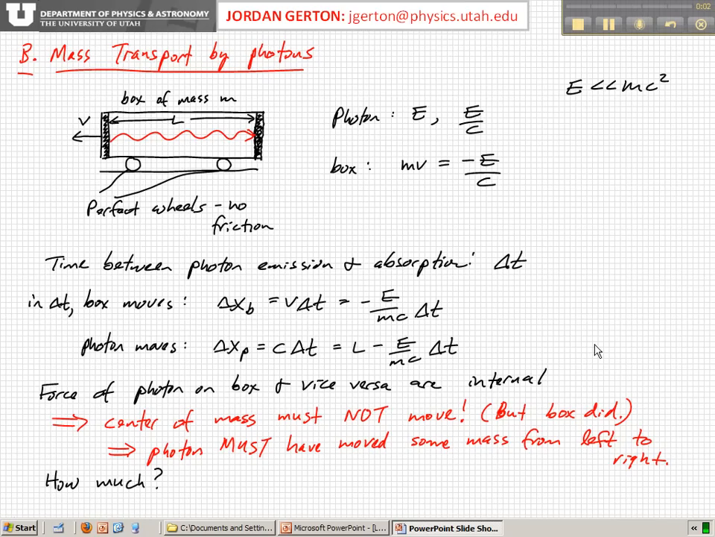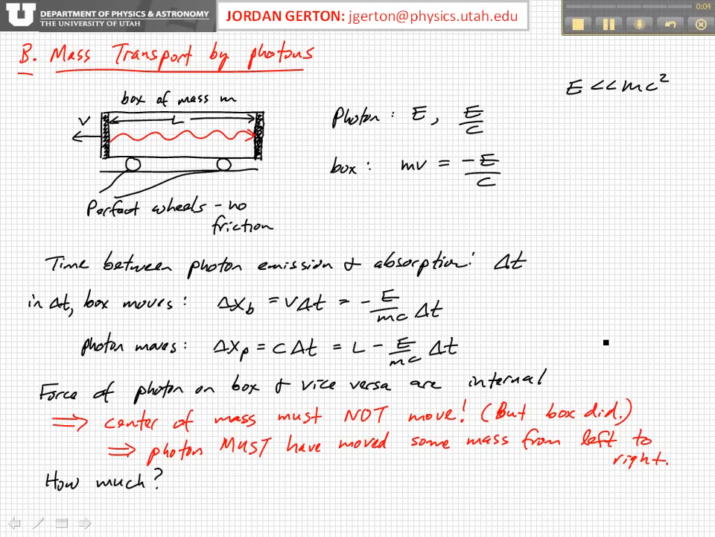Okay, so in this thought experiment relating to the mass transport by photons, what we've established is that when the photon gets emitted from the left side of the box, the box recoils and obtains a momentum kick to the left, and the momentum kick is equal to minus E over c, where E is the energy of the photon. Okay, and the box actually moves to the left during the time that it takes for the photon to travel from the left side of the box to the right side of the box.